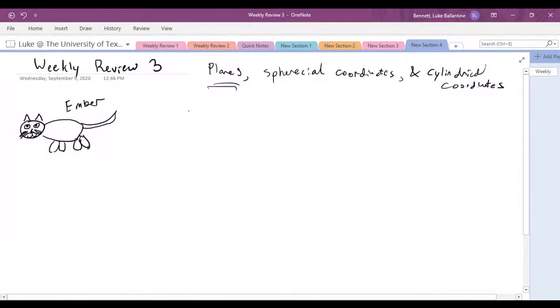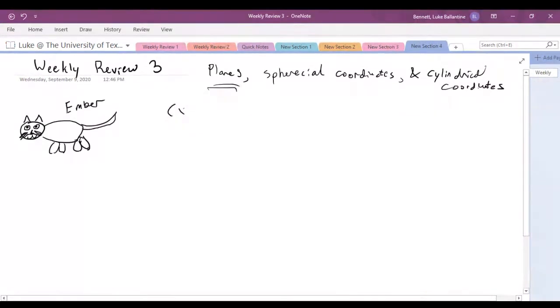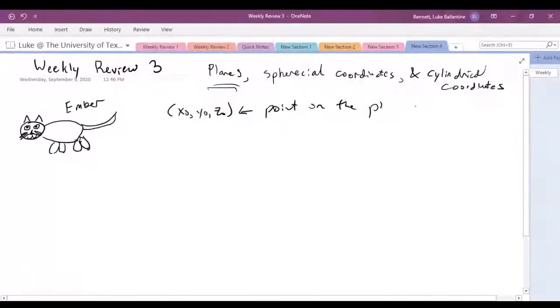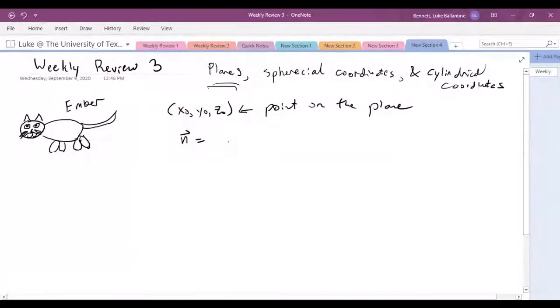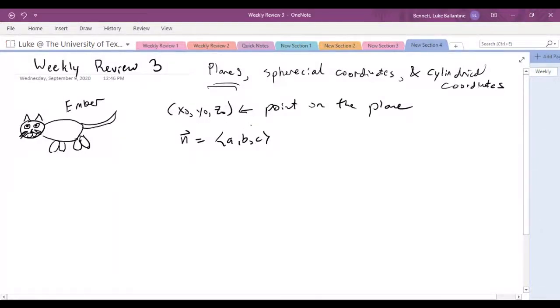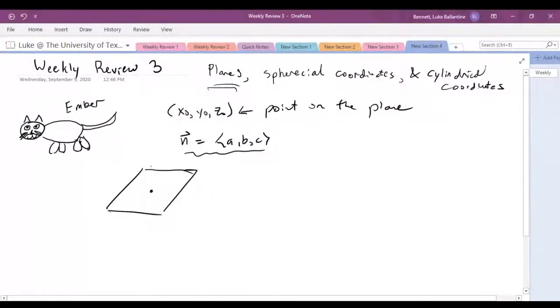So a plane in R3 is determined by a point on the plane and a vector normal to the plane. So we're going to have a point x naught, y naught, z naught. This is a point on the plane. And we're going to have a normal vector to the plane. Call it ABC. So if this vector is normal to the plane, we'll have the plane, draw a little parallelogram, this vector coming out is normal to it. And let's say this is the point x naught, y naught, z naught.